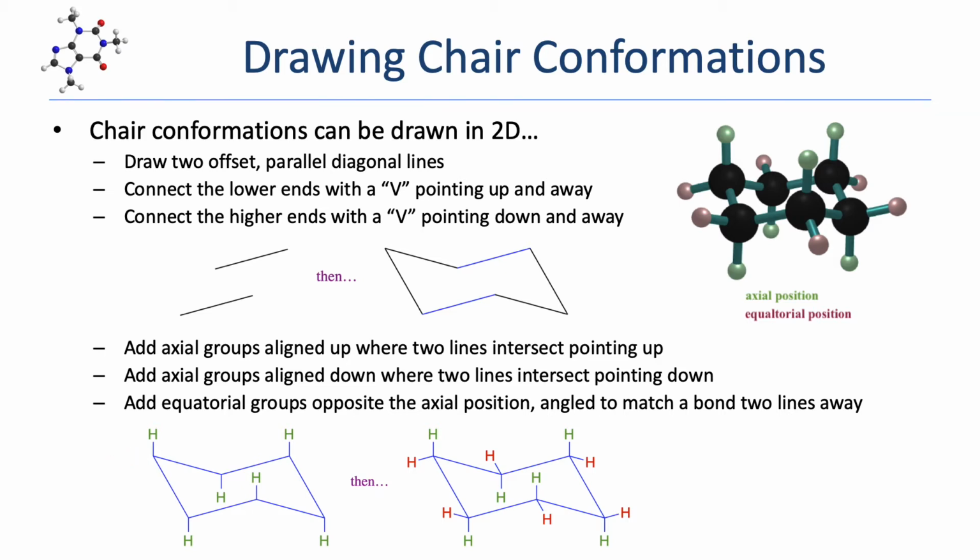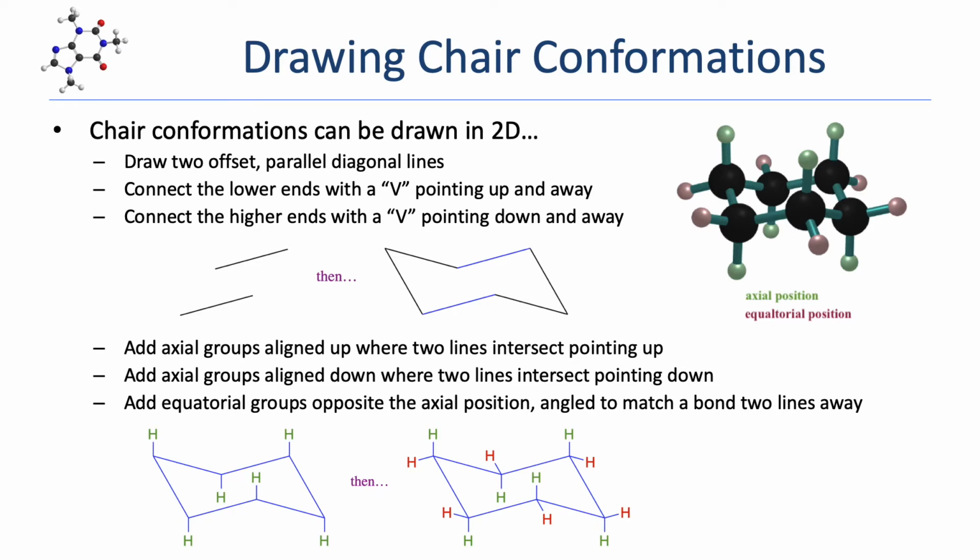Now, to get the angle right, we simply draw this bond so that it is parallel to a bond two lines removed from what we're drawing. So if you think about it, I'm drawing a bond on this carbon. Go two bonds in any direction inside the ring, and you'll see two parallel lines. You want to draw this new bond parallel to that. And always draw your equatorial groups pointing away from the ring.